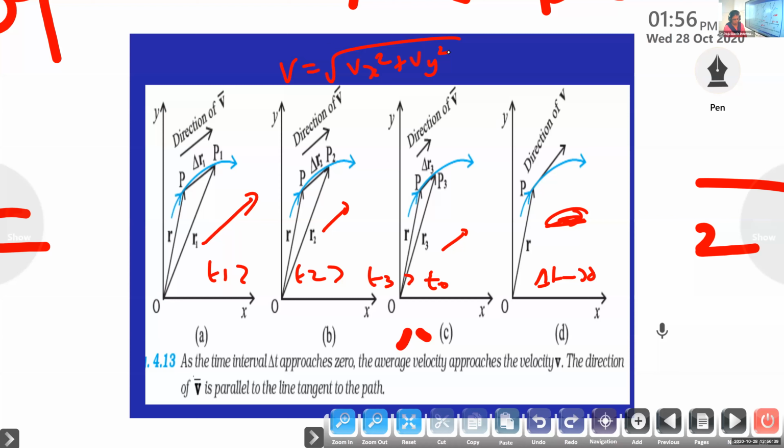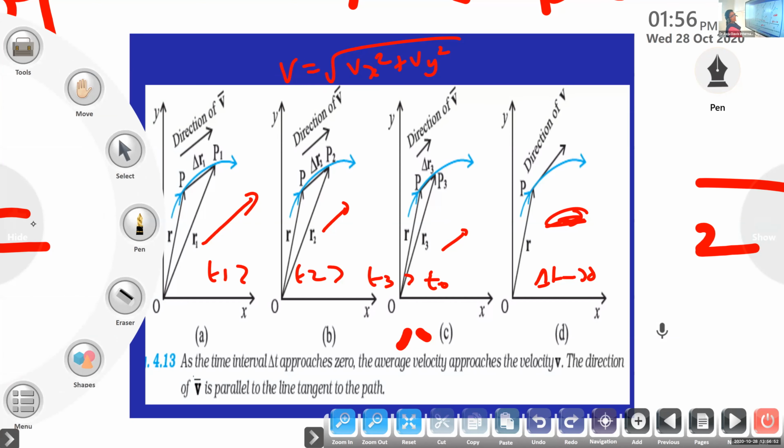Now we are moving on to acceleration. How do we represent acceleration in this case? Clear? So next heading, acceleration.